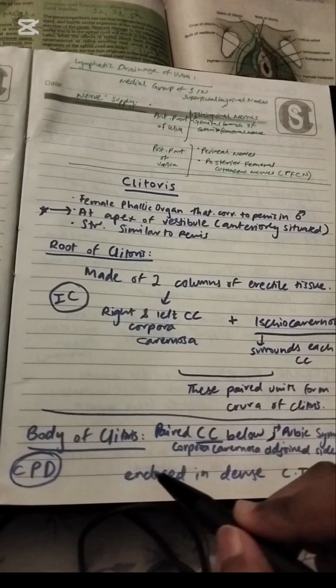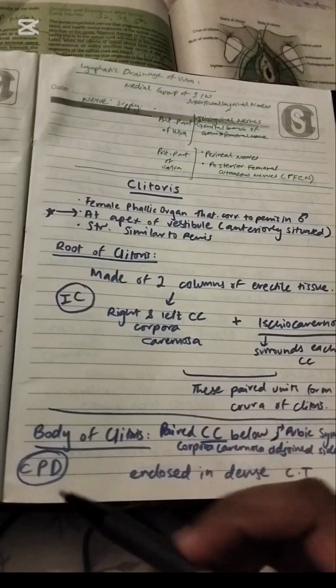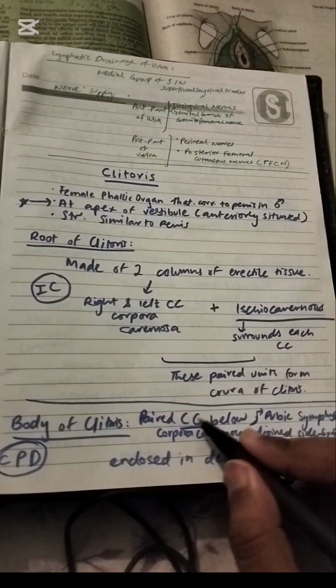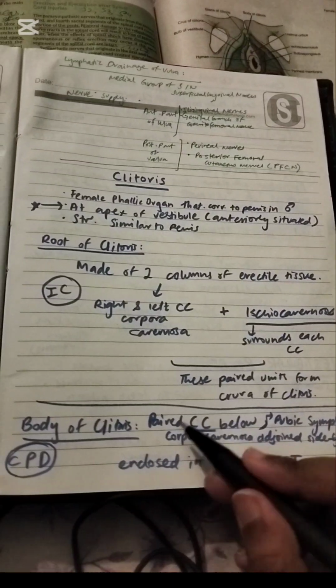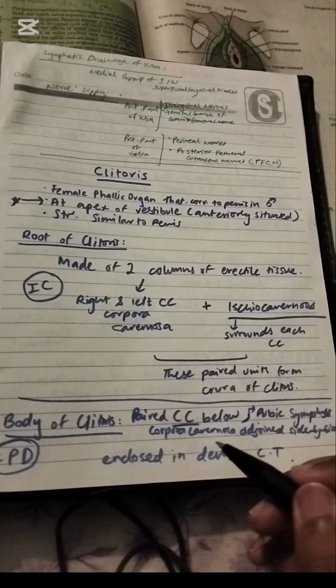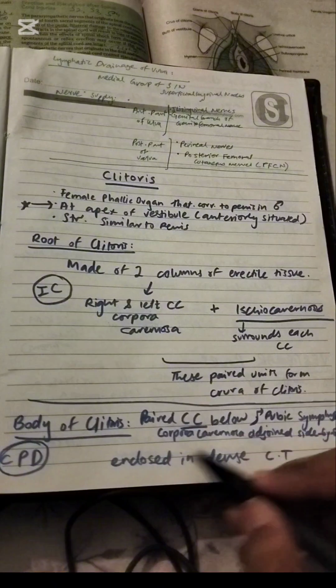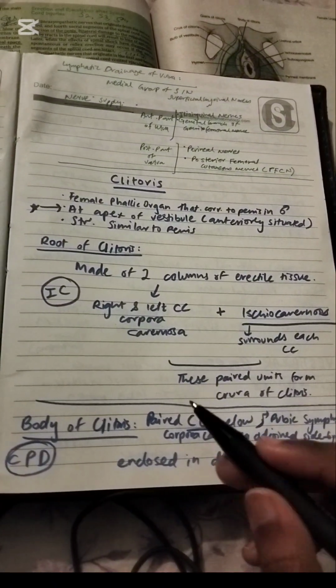Now let's talk about the body of the clitoris. So for the root, you have to remember IC, and for the body, just remember CPT. It has corpus cavernosa, which are going to be covered with dense connective tissue. So corpus cavernosa is paired, and it is below the pubic symphysis, and it is adjoined side by side. So corpus cavernosum plus the dense connective tissue is going to form the body of the clitoris.